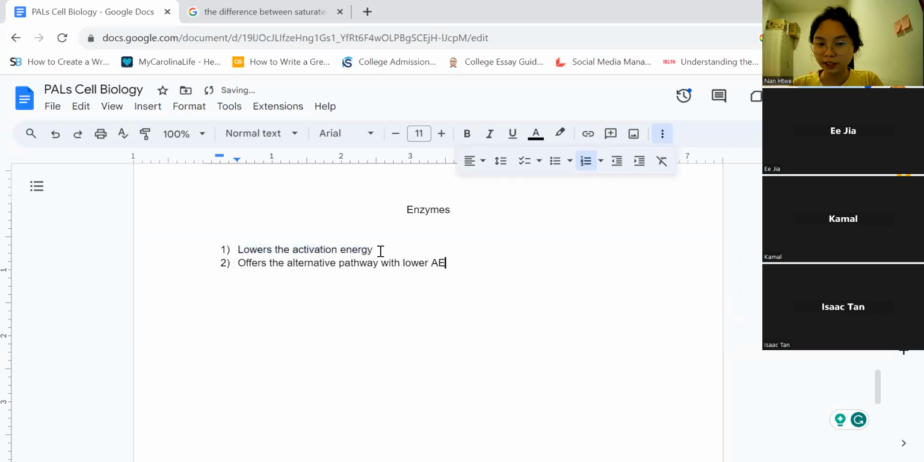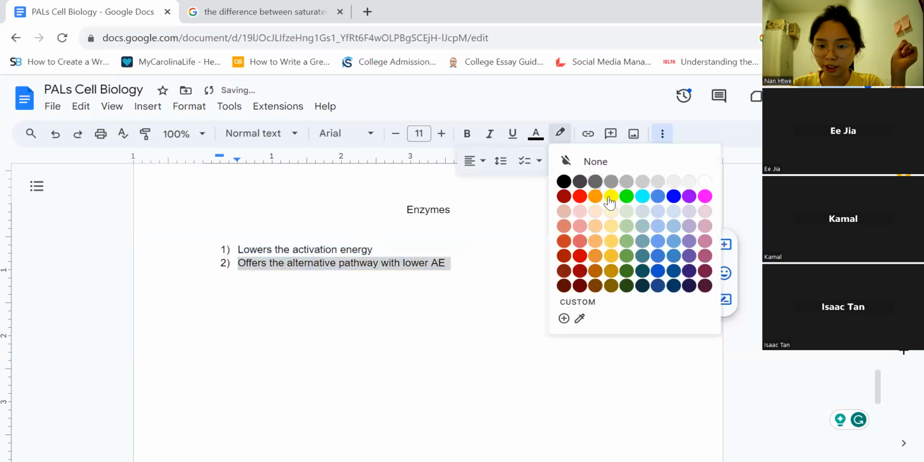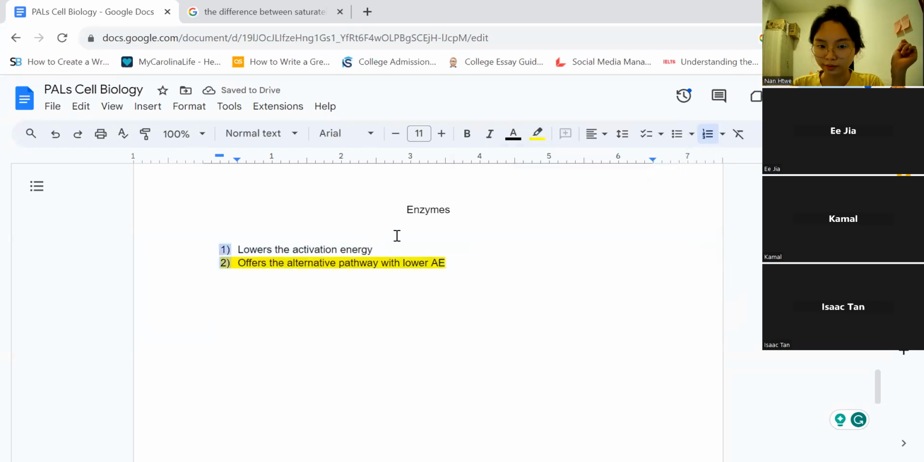But I know that in the cell biology lecture, I can see that the enzyme lowers the activation energy. It's written like that. But let's just stick to this one, because both chemistry teachers, Chemistry 1 and Chemistry 2, and even Dr. Wong, if you ask her, will say that "offers the alternative path with lower activation energy" is a more correct definition. Is it clear?